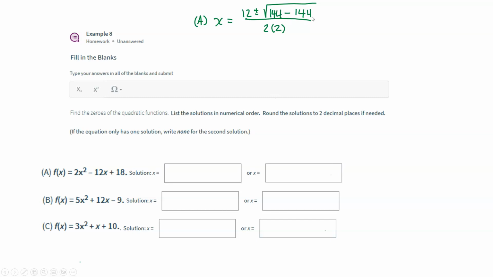Notice how the discriminant part, the B squared minus 4AC, becomes 0. That's why you end up with only one solution, 12 over 4, which is 3. So you have 3 and you have no second solution.